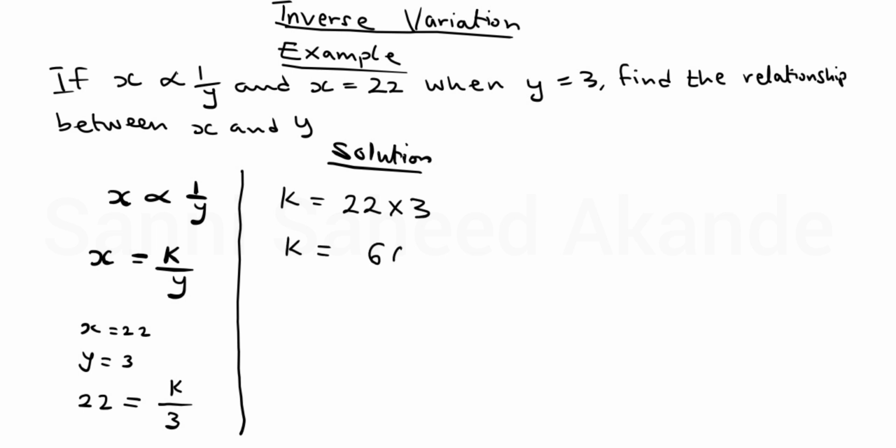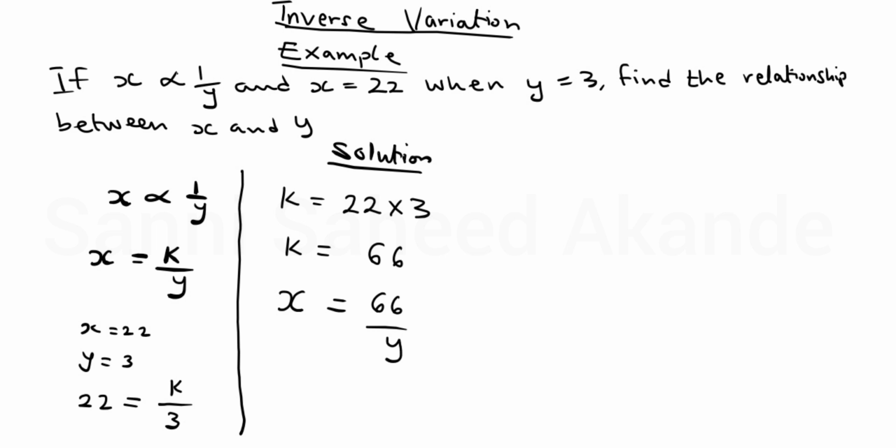The question says we should find the relationship between x and y. Actually this is the relationship between x and y, but since we don't know the value of k, that's why we find the value of k. Then let's come back here and plug in the value of k. We have x is equal to k, which is 66, divided by y. So this is the relationship between x and y. Understood? Let's take a look at another question.